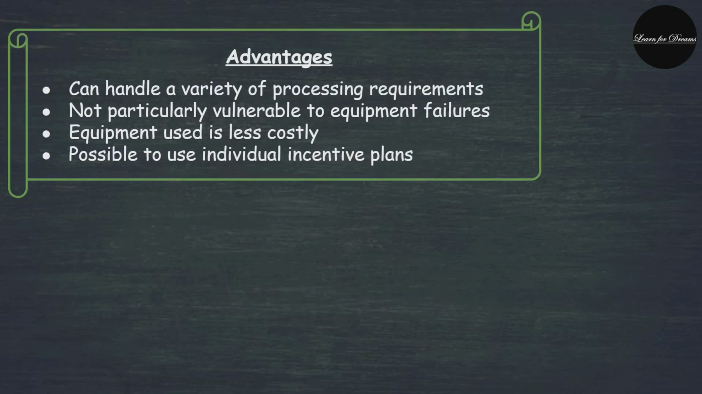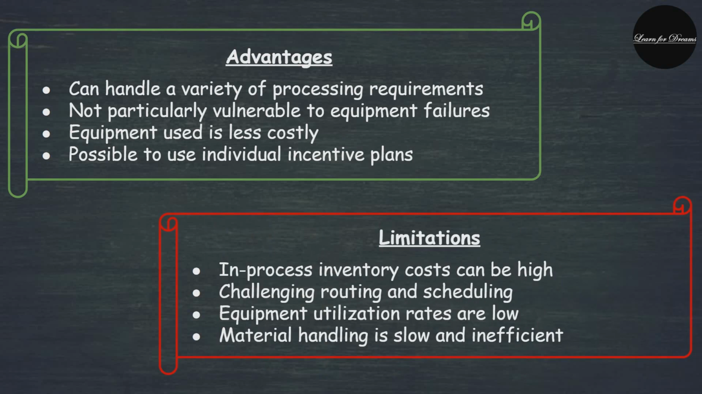Now let's discuss the advantages of job production system. It can handle a variety of processing requirements, not particularly vulnerable to equipment failures. Equipment used is less costly, possible to use individual incentive plans. Now the limitations. In-process inventory cost can be high, challenging routing and scheduling. Equipment utilization rates are low. Material handling is slow and inefficient.